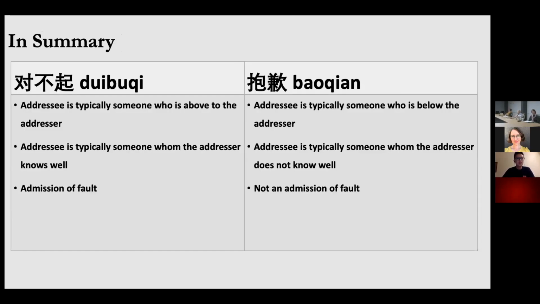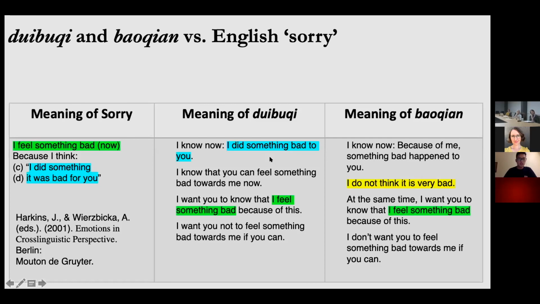So then in summary, I'd like to put the two words side by side and look at their differences more clearly. Firstly, for 对不起, the addressee is typically someone who is above the addresser, whereas for 抱歉, the addressee is typically someone who is below the addresser. And then next, for 对不起 the addressee is typically someone whom the addresser knows well, and for 抱歉, the addressee is typically someone whom the addresser does not know well. And finally, perhaps the most important difference is that 对不起 is an admission of fault, while 抱歉 is not an admission of fault. So lastly, I would like to contrast these two words with the English sorry.